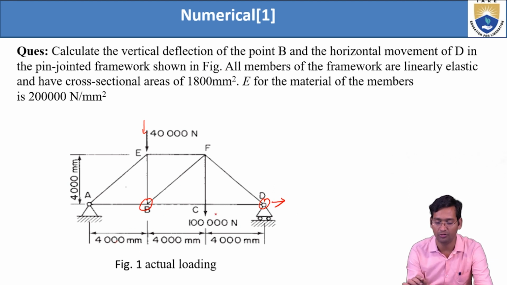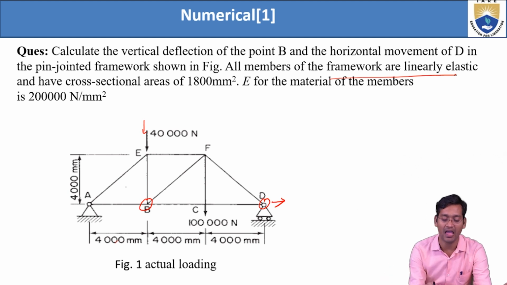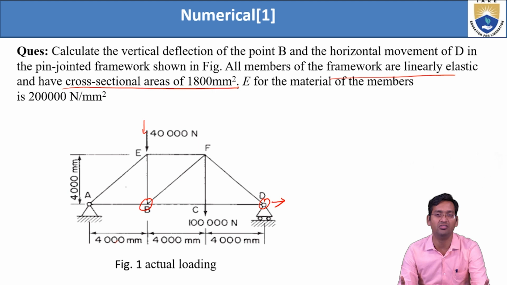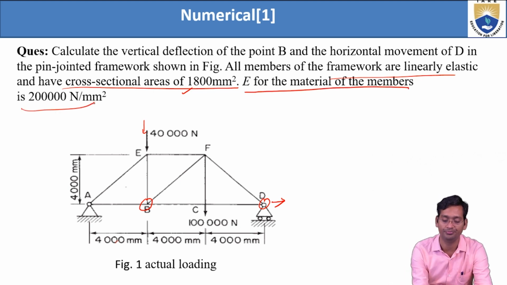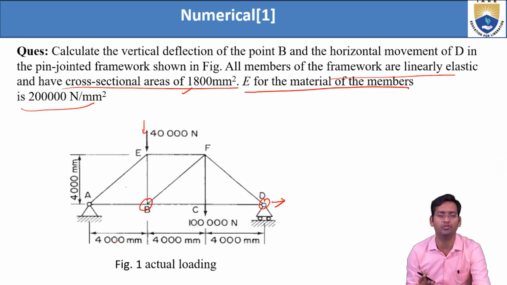In the pin joint framework shown in the figure, all members of the framework are linearly elastic and have the same cross-sectional area. Earlier, in the previous video, I told you that if cross-sectional area and E are the same, then you can just keep them common. If not the same, then you have to take them separately. Here they have given the same cross-sectional area and the same E to simplify the question. So 1 by AE is common, or constant, for all.